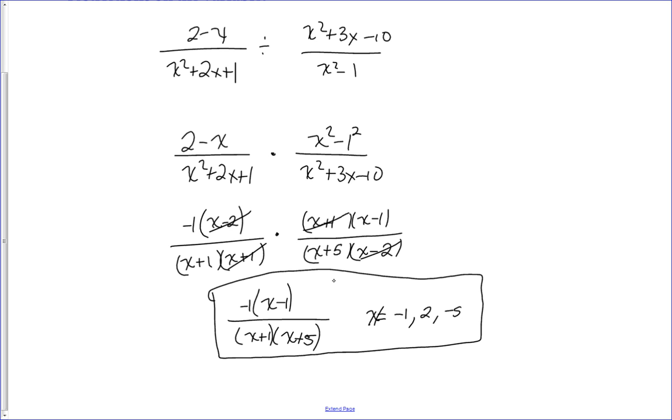And your restrictions are simply what x cannot be in your final version, and also you have to take into account what you canceled out. You have to set what you canceled out equal to 0 as well, and solve for x with those as well. Okay? So that's really all there is to simplifying, multiplying, and dividing rational expressions.